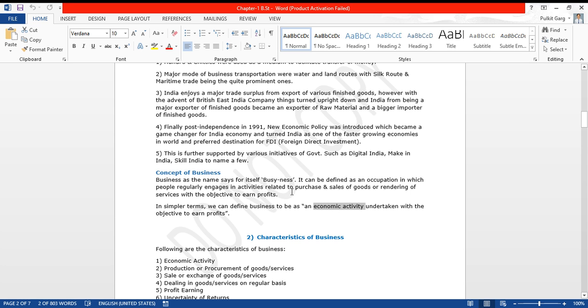So, in simple terms, if we have to define business, you can simply say business means an economic activity which is undertaken with the objective to earn profits and in which people regularly engage in activities related to the purchase and sale of goods or rendering of various services.